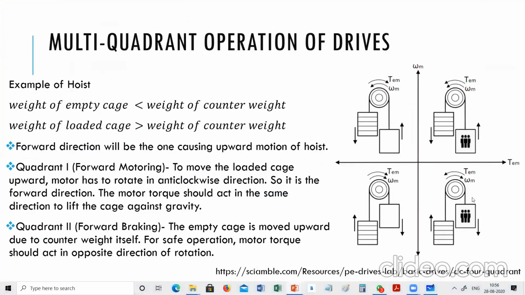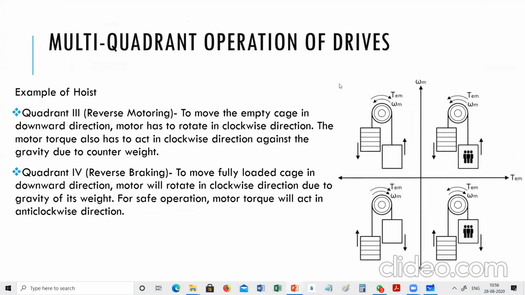Okay, first quadrant is forward motoring. Here the cage, we have to lift it. The motor torque must rotate the machine, it is helping to accelerate. T is helping omega m.